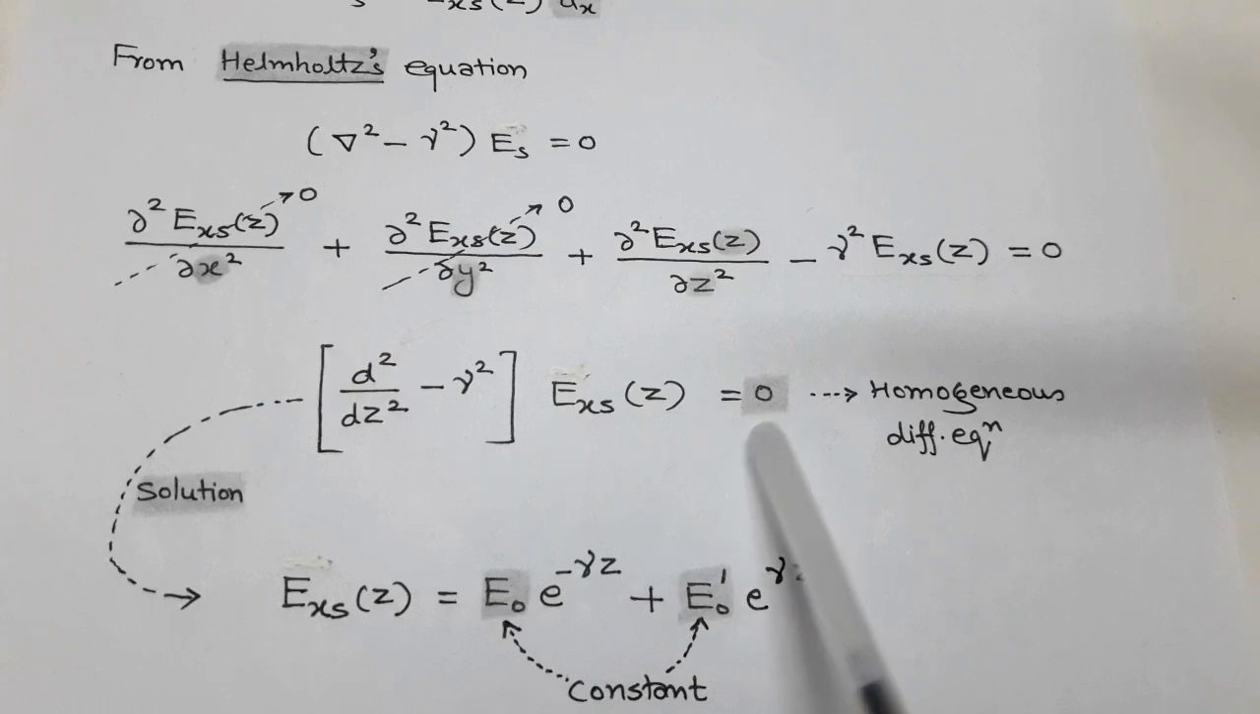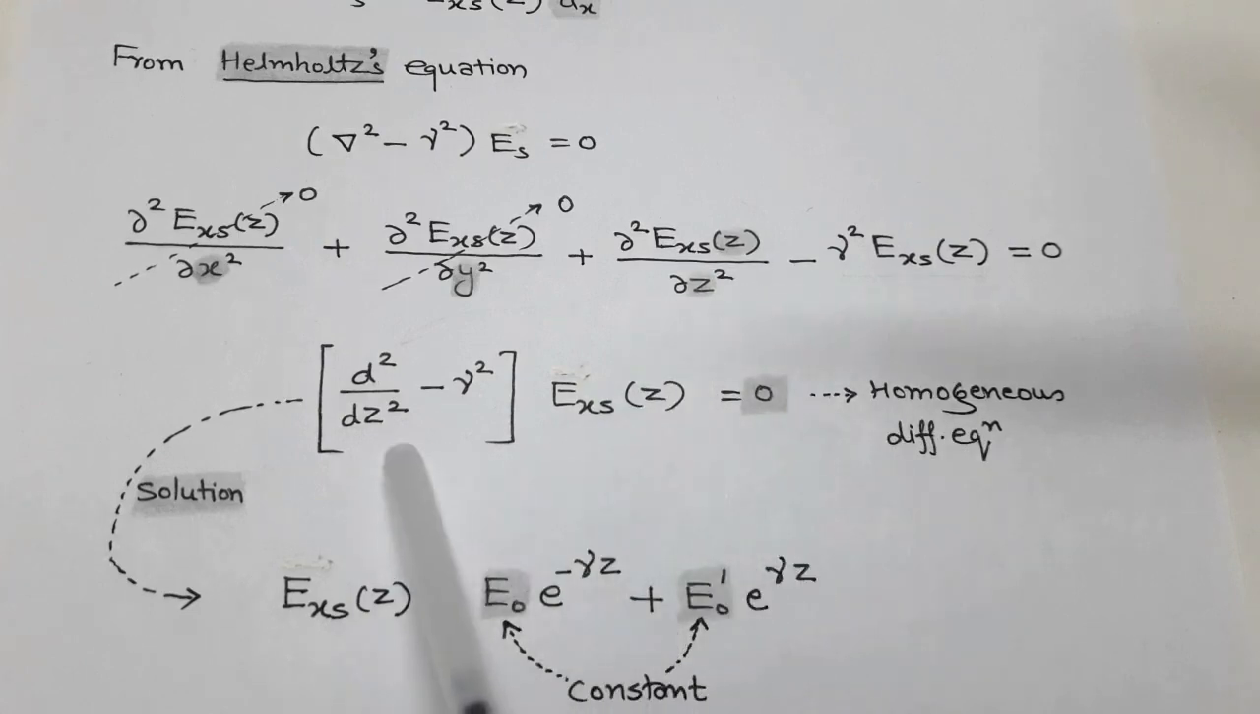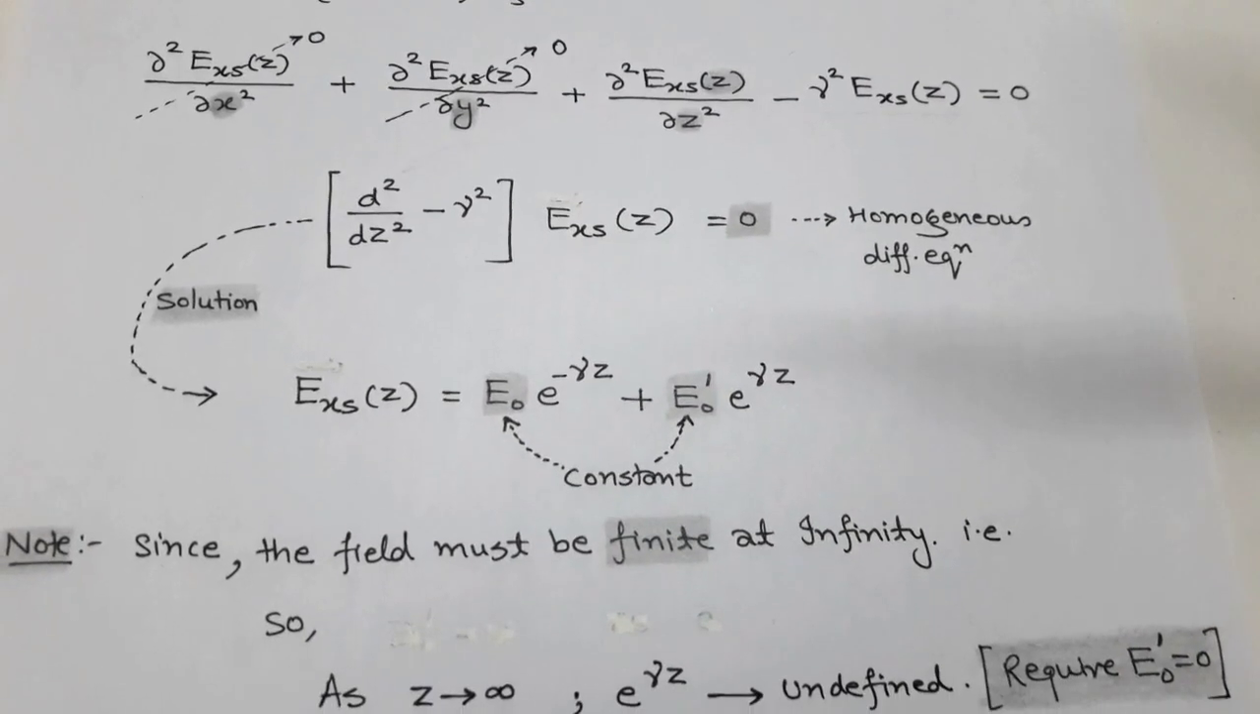So here we take the magnitude of E as common and we get d square upon dz square minus gamma square into E suffix xs function of z equals 0, and this is called a homogeneous differential equation. It is of second order.